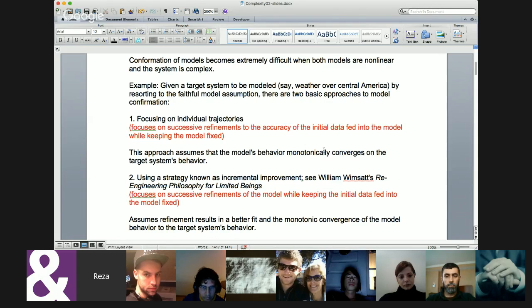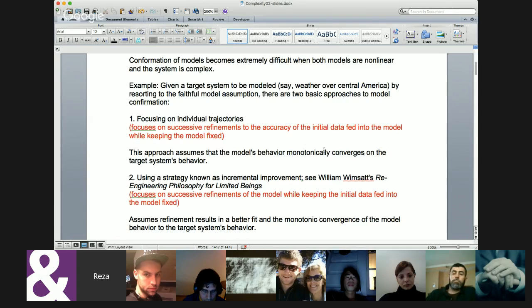The second basic approach is due to William Wimsatt. I suggested his book, Re-engineering Philosophy for Limited Beings: Piecemeal Approximations to Reality. Wimsatt is considered to be one of the main figures behind a revolutionary approach to modeling complex systems. So he comes up with this idea of piecemeal approximation.